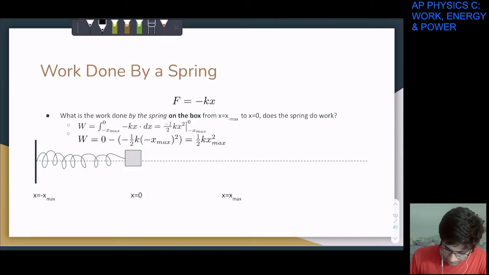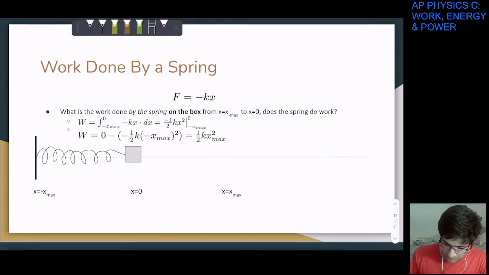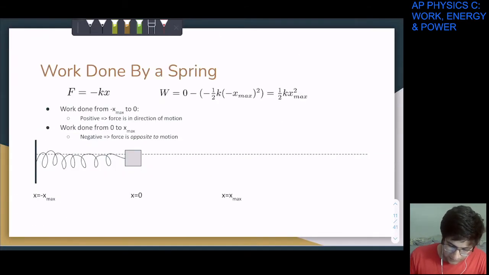Here I just copied from the earlier slide. If we now evaluate our upper and lower bounds, we get this minus this is equal to this here. So our work is 1/2 k times x max squared. So the work done from here to here is positive.